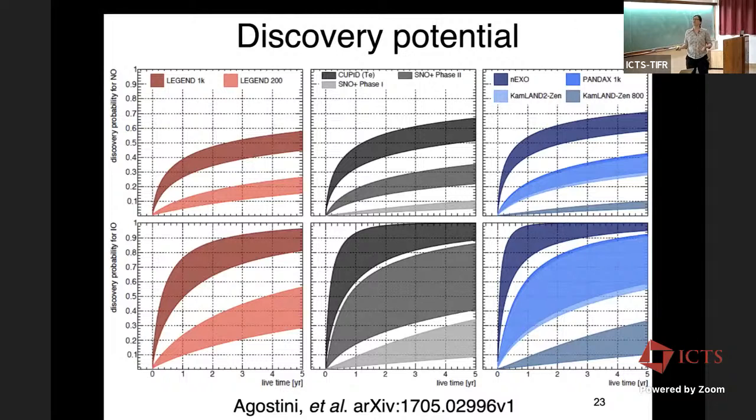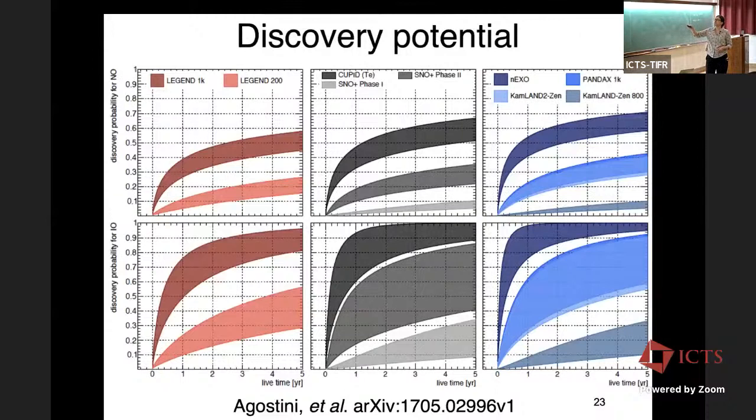You can go a little farther with this analysis and look at the discovery potential for these different experiments. So this is given their sensitivity projections at the time in 2017. And you can see the discovery probability for both the inverted and the normal hierarchies for some of the planned ton-scale experiments.